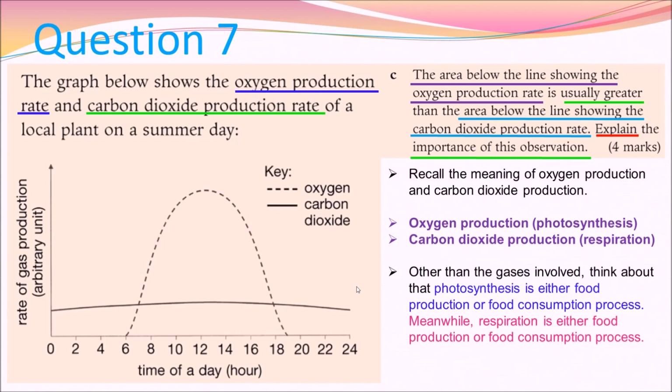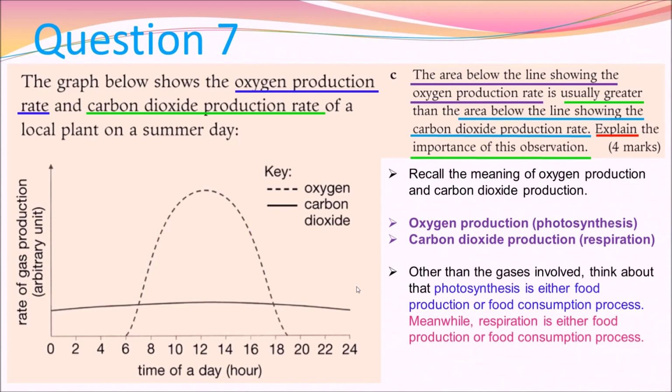So what does it mean, other than the gases involved? So that's why in part C, we think out of the box. We are not talking about oxygen and carbon dioxide anymore. We talk about food. So think about that. Is photosynthesis a food production or food consumption process? Meanwhile, is respiration a food production or food consumption process?